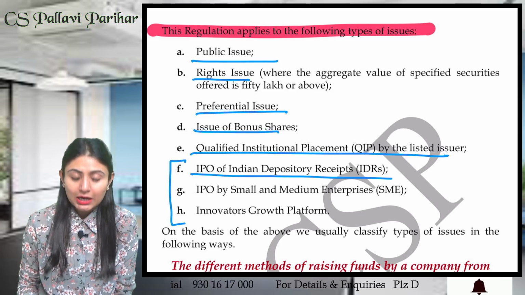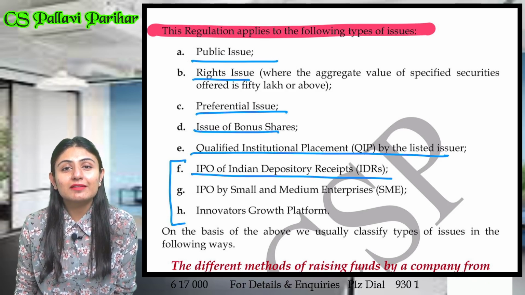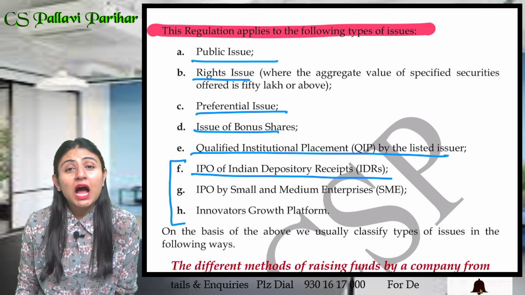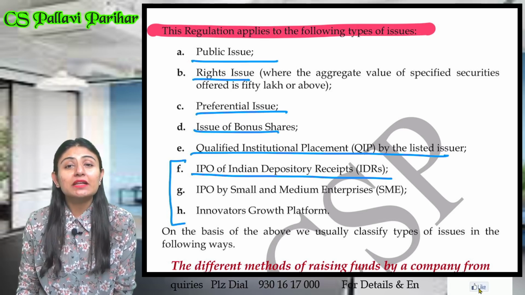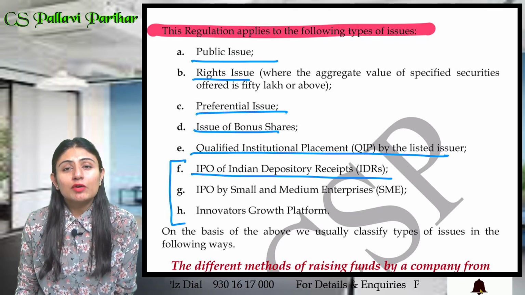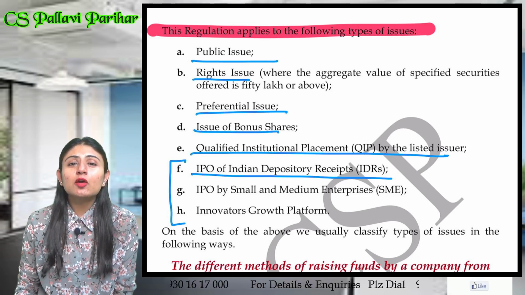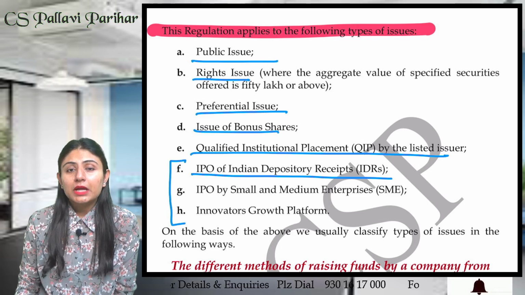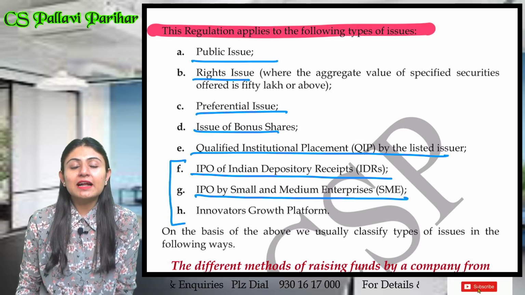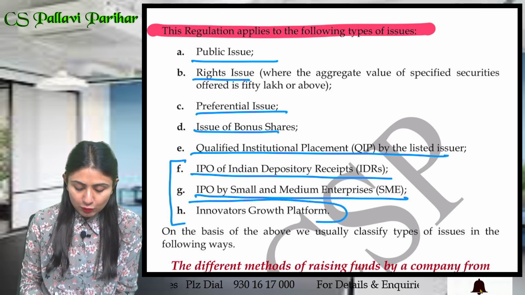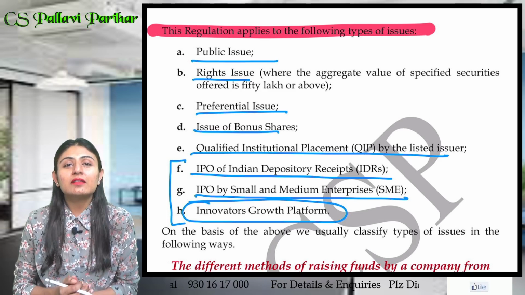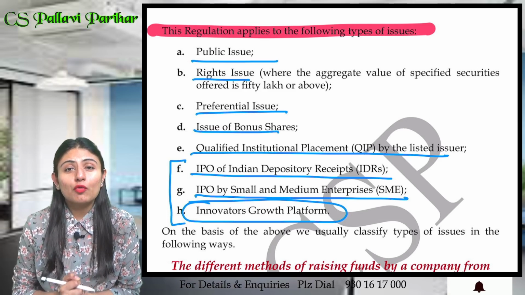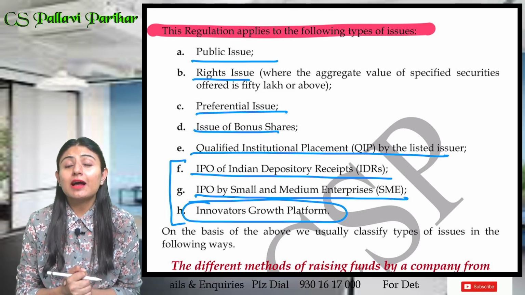It is applicable even on the IPO of IDRs, Indian Depository Receipts. Indian Depository Receipts are those depository receipts through which funds are mobilized from Indian investors by foreign borrowers. So if a foreign borrower is coming up with an IPO in the Indian securities market, that's what we call Indian Depository Receipts, and ICDR shall be equally applicable. Even on the IPOs of small and medium enterprises, that is SMEs, and then we also have the Innovators Growth Platform that provides for the listings and other requirements for SMEs. So on all these kinds of issues, ICDR is applicable.